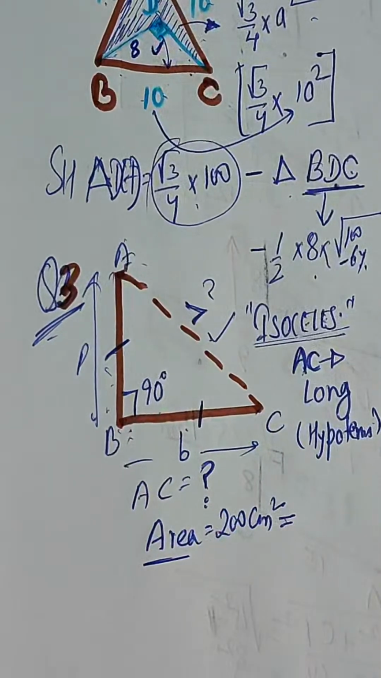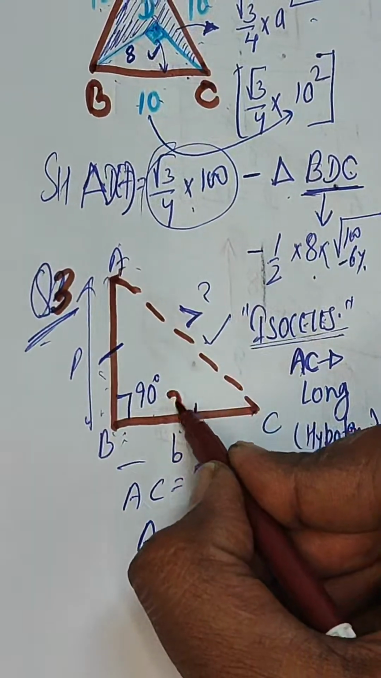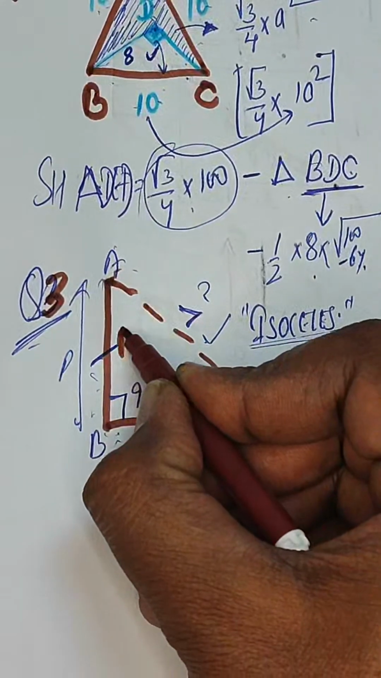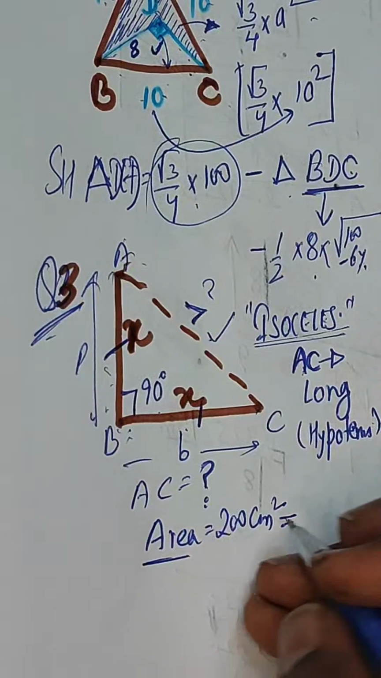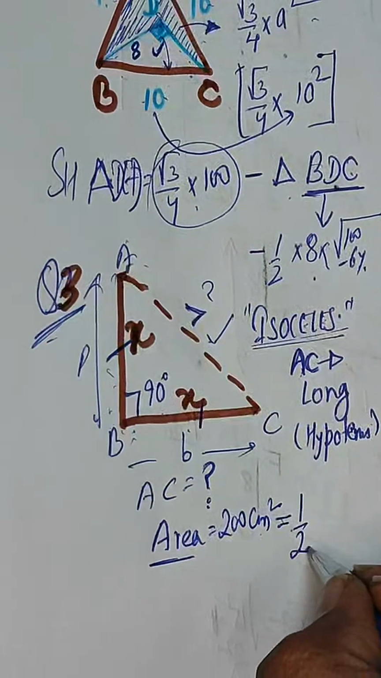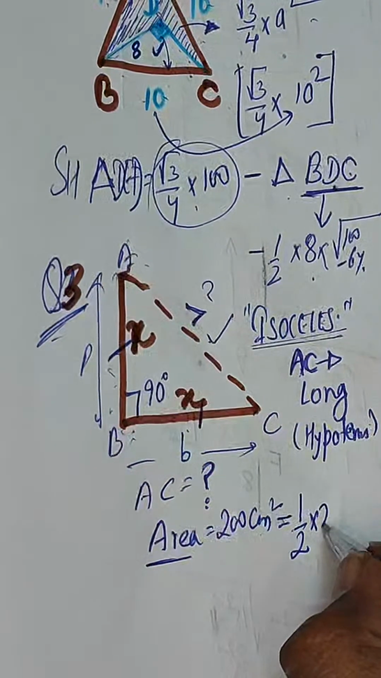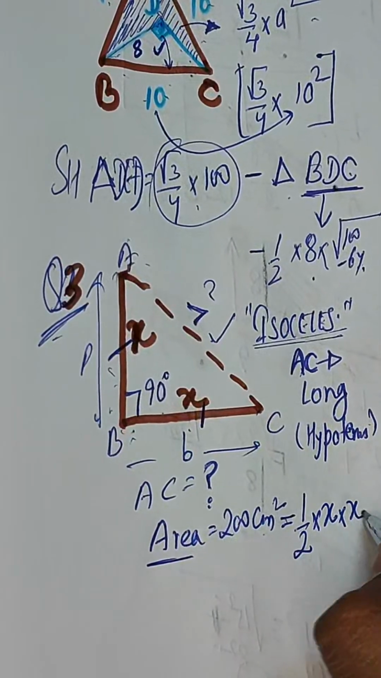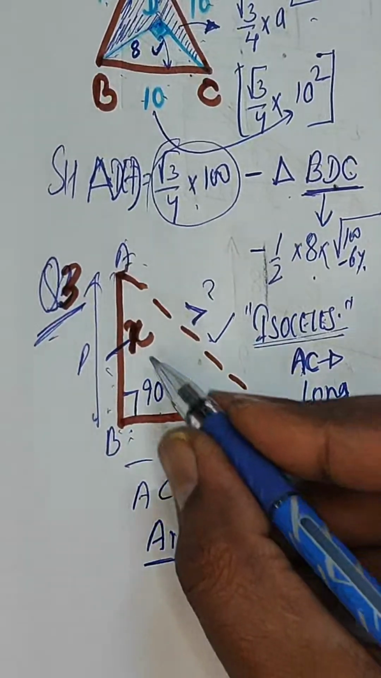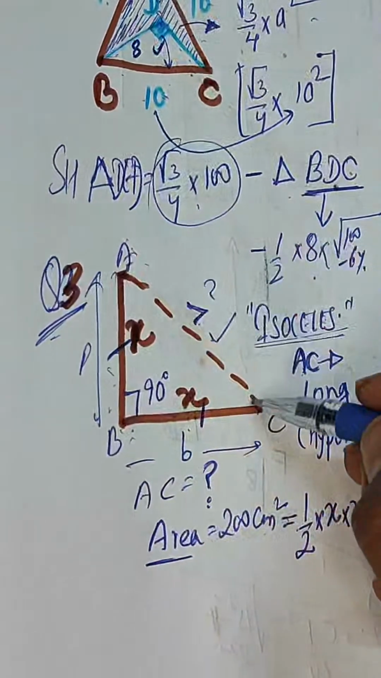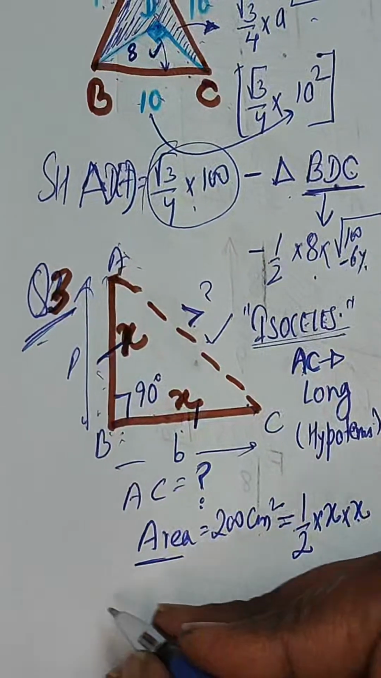So let us assume the base as x, then definitely the perpendicular will also be equal to x, right? So in this case, 200 centimeter square will be equal to half into x base into height, right? And when you solve it, you will get the value of x. When you get the value of x, can you calculate the length of the hypotenuse? Right, we can quickly do it.